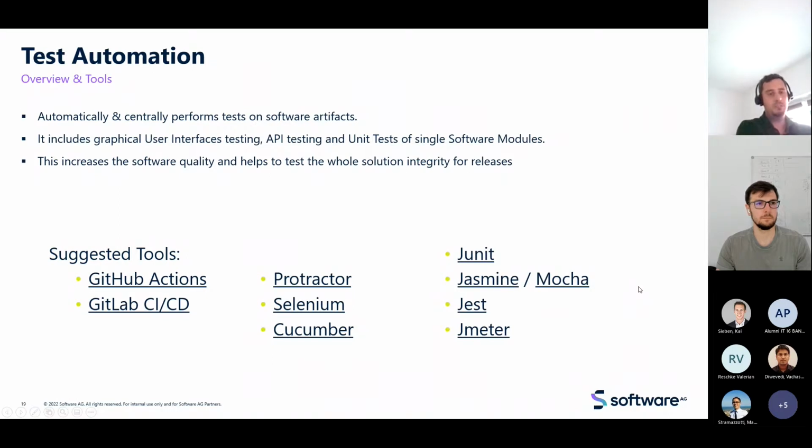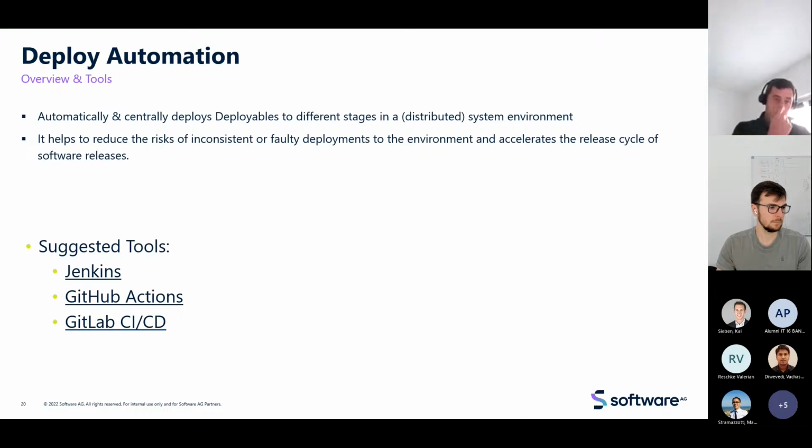For test automation, this really depends on the artifact we want to deploy. If you're talking about Java microservices, we have different tools. If you talk about web development, again, we have different tools for test automation, because then we need something like browser testing tools or browser plugins to test the user interfaces. For microservices, we may have things like JUnit, or we even use JMeter to test our APIs on a performance level. But here again, of course, you can mainly use GitHub Actions. You can also use GitLab CI/CD, your choice. And for the deploy automation, the same tools as for build automation: Jenkins, GitHub, and GitLab CI/CD.